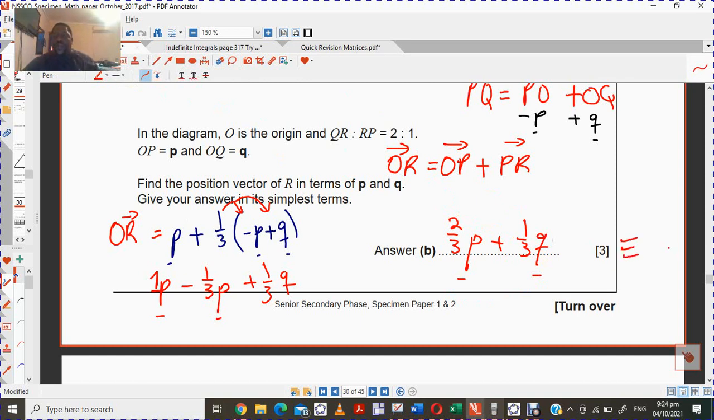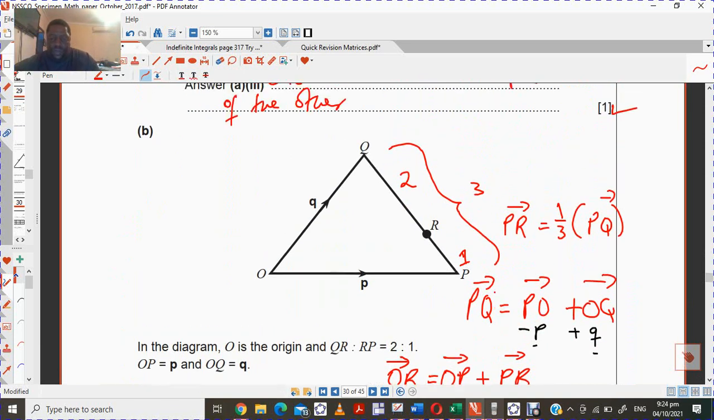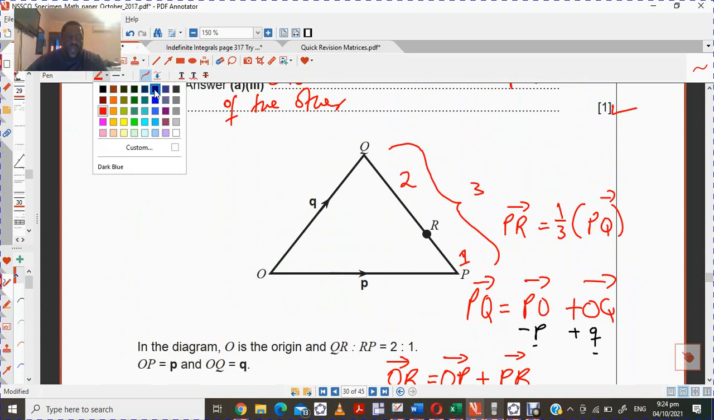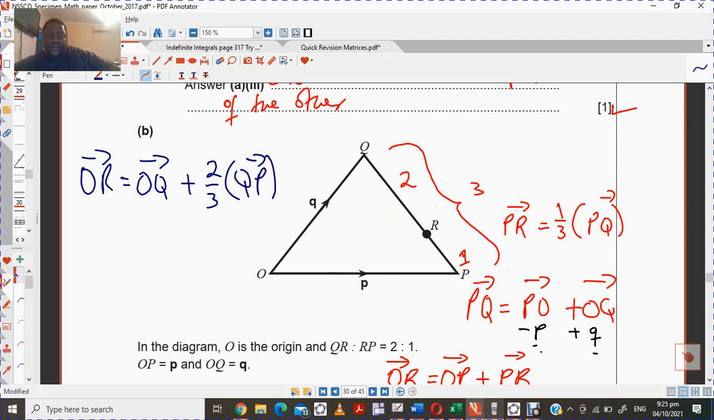So there are many ways. I decided to take that particular route. If you are looking for OR, it's totally up to you. You could also have said, well, O to R is OQ plus 2/3 of QP. You can try this. You'll see you will arrive at the same answer as I did.